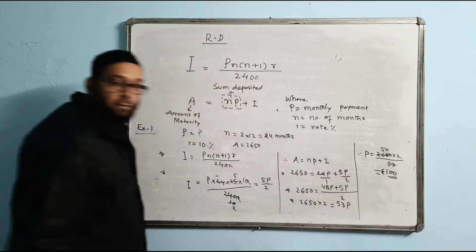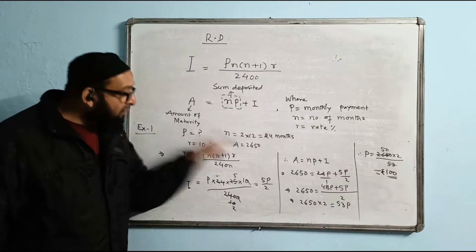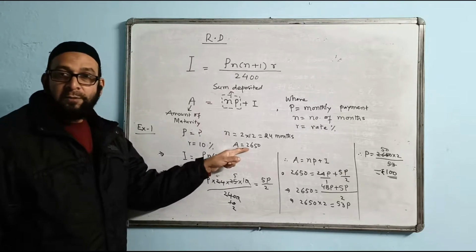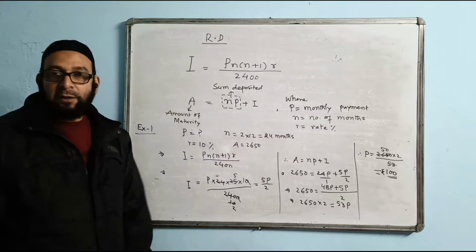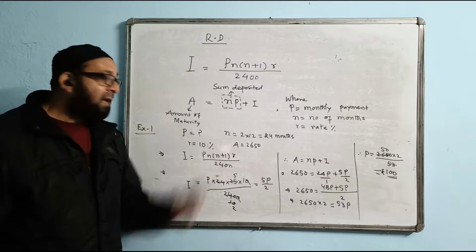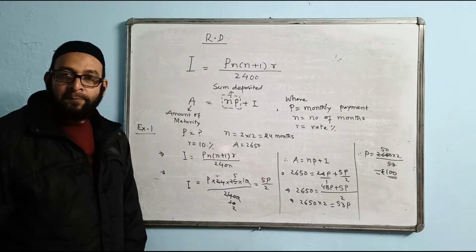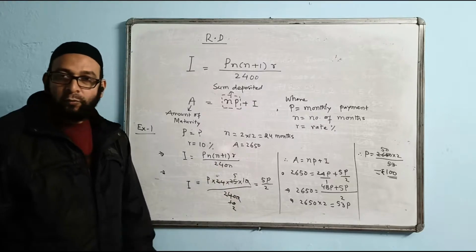100 is the answer. Previously I had taken P value 100 and I found the value of A, which came 2650. Now A is given and we are finding the value of P and the answer is matching there, 100. That answer is coming back. So this is the type of question you may get, where one thing is unknown and you are making an equation and finding the value of the unknown.